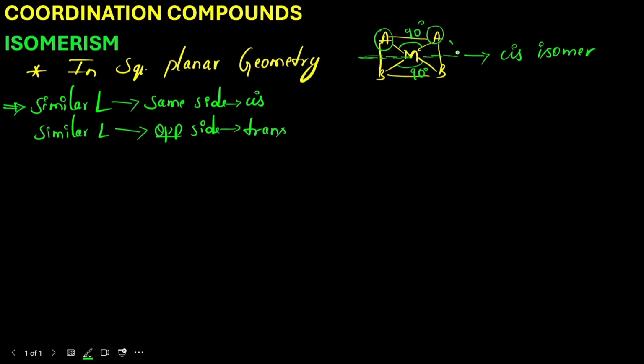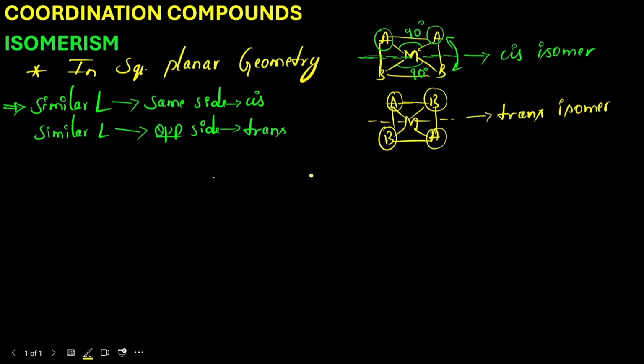Now, if you exchange these two atoms, what happens? Here metal, here we will be having A, here B, here A, and here B. So again, if you pass the plane, what happens here? Here the similar ligands are present on opposite sides. Therefore, it is the trans isomer.